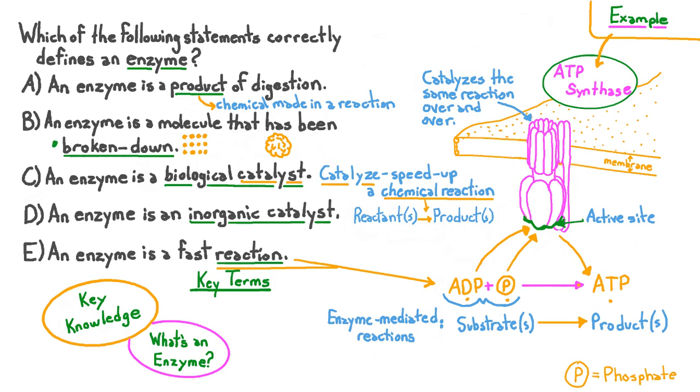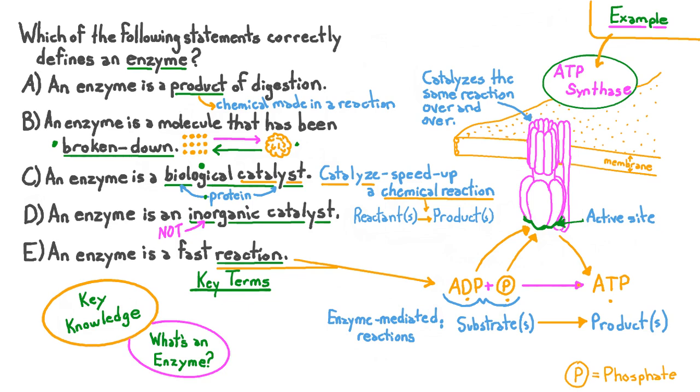Let's take a look at broken down. If we have a larger molecule that we separate into smaller parts, we say we're breaking it down. If we go in the opposite direction, we take some smaller molecules and put them together into a larger molecule, we call that building up. And of course, the term biological means from a living system, and enzymes are proteins produced in living systems. And since proteins are organic molecules, we know that enzymes are not inorganic.